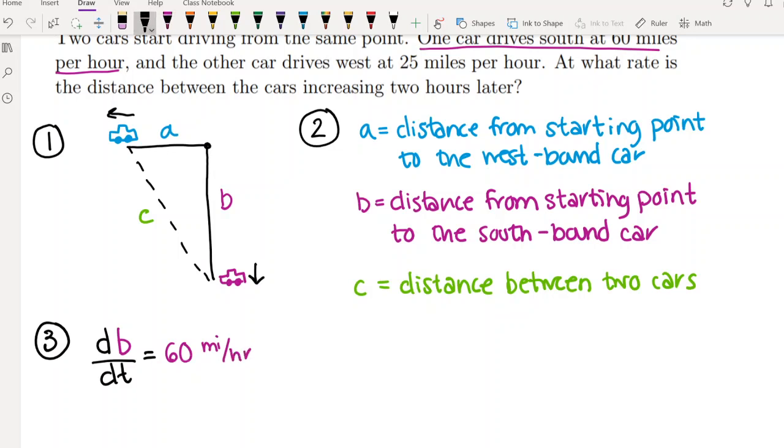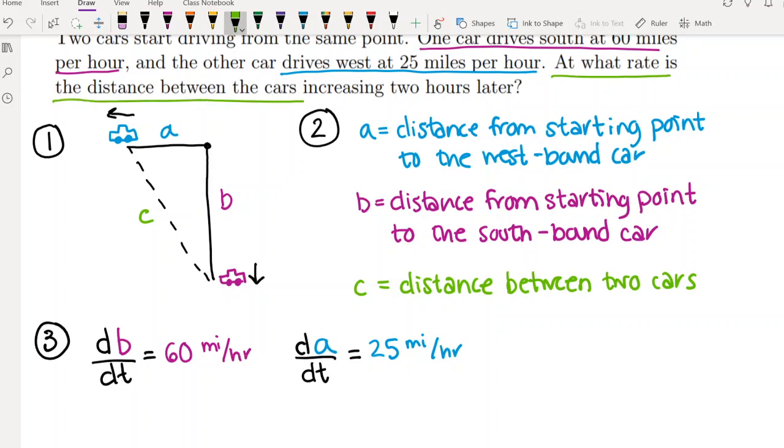And then the other car is driving west at 25 miles per hour. So similarly, the rate of change of the distance that car A has traveled, dA/dt, is equal to 25 miles per hour. And then what are we looking for here? Well, we're looking for the rate of change of the distance between the cars, and so that's C. And so what we're trying to find in this question is dC/dt.